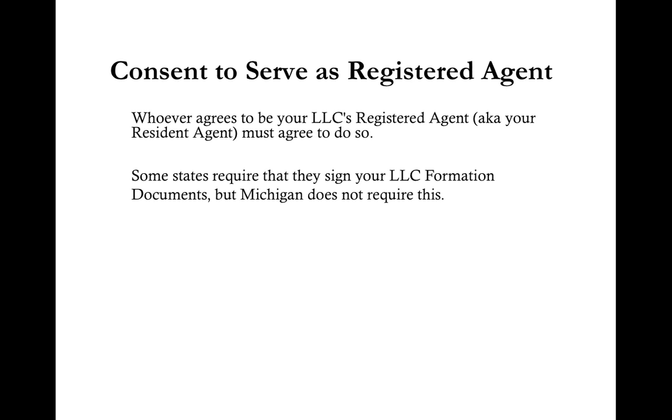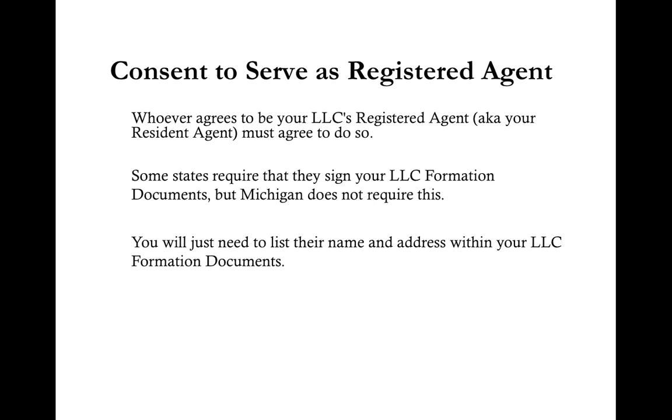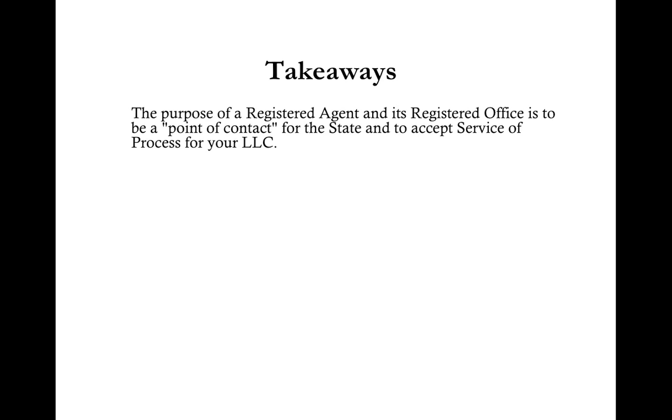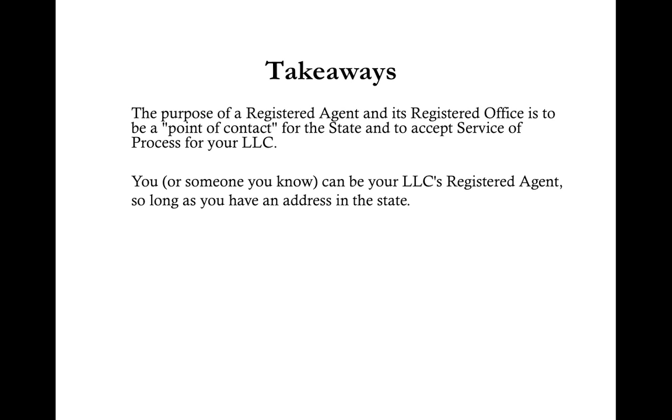Whoever agrees to be your LLC's registered agent, aka your resident agent, must agree to do so. Some states require that they sign your LLC formation documents, but Michigan does not require this. You will just need to list their name and address within your LLC formation documents. The purpose of a registered agent and its registered office is to be a point of contact for the state and to accept service of process for your LLC.